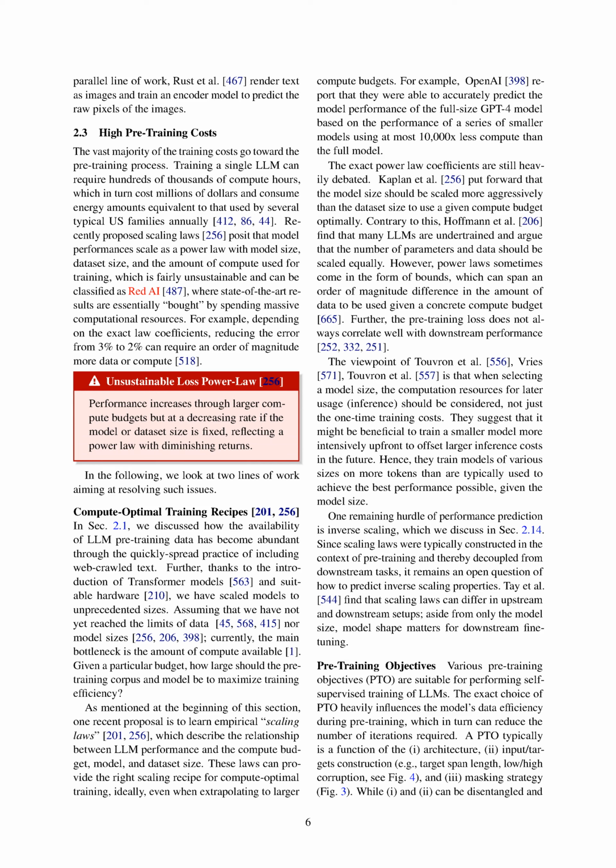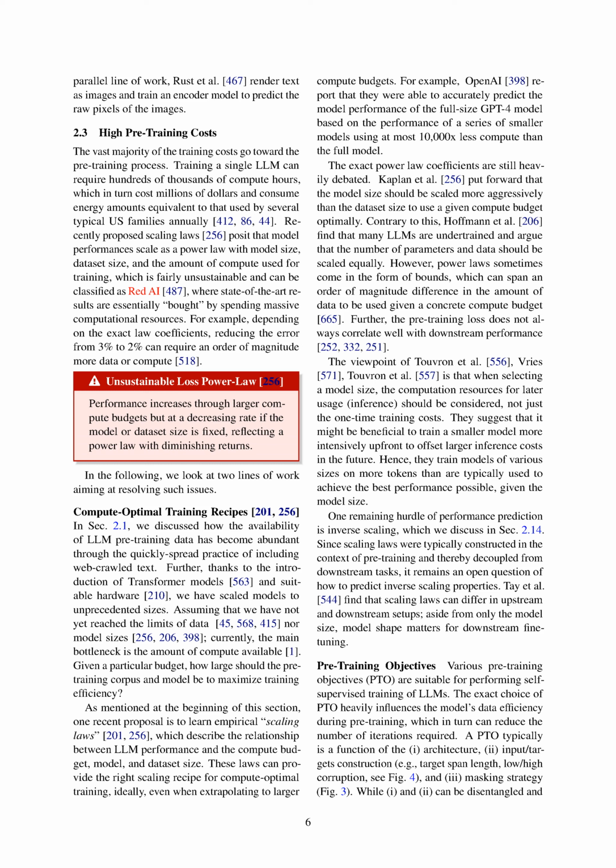provide insights into the relationship between LLM performance and compute budget, model, and dataset size. However, the exact power law coefficients and the correlation between pre-training loss and downstream performance are still debated. Additionally, considering computation resources for future inference, training smaller models more intensively upfront may offset larger inference costs. Inverse scaling, predicting performance in downstream tasks based on pre-training scaling laws, remains an open question, with model shape also influencing downstream fine-tuning.